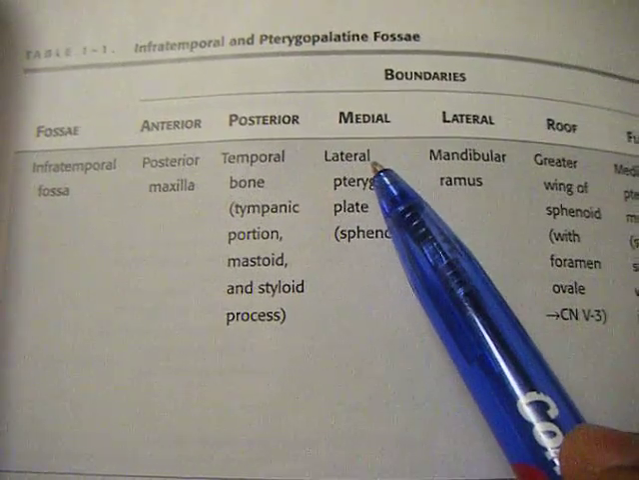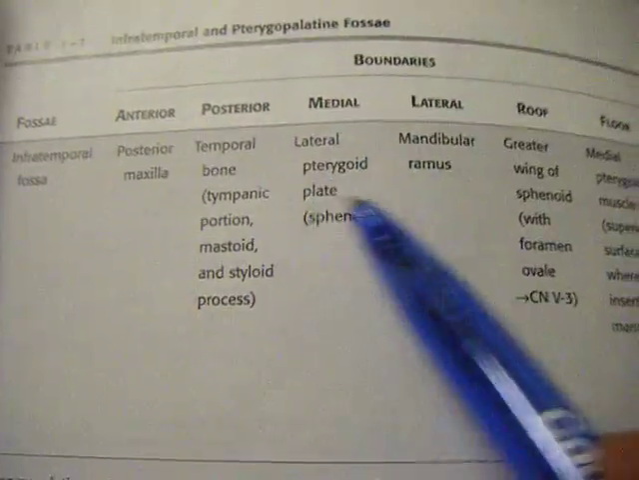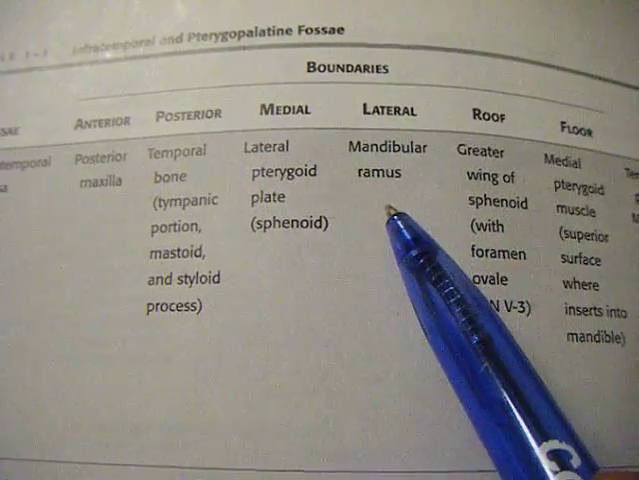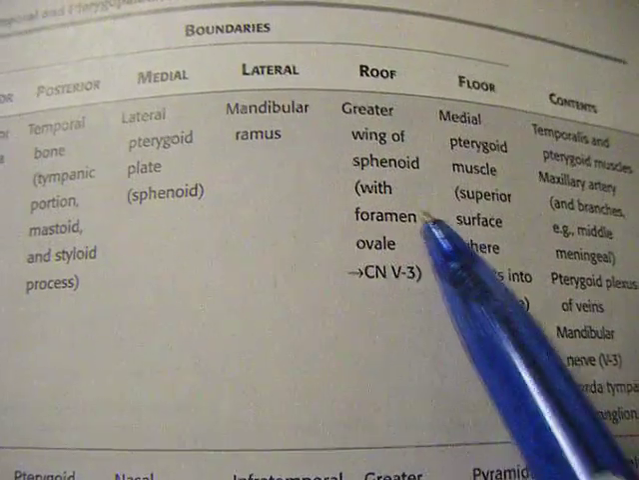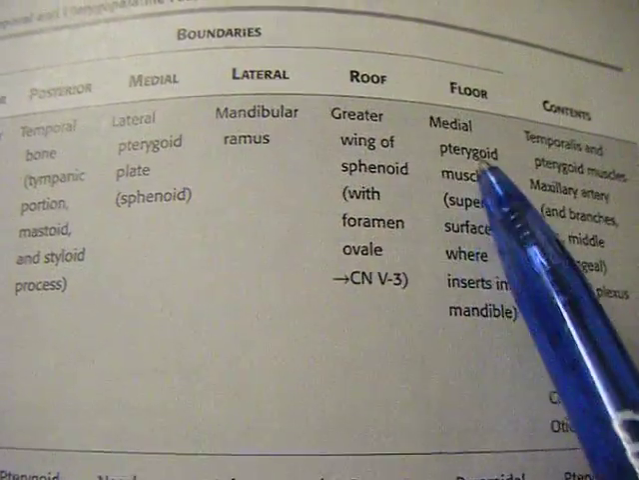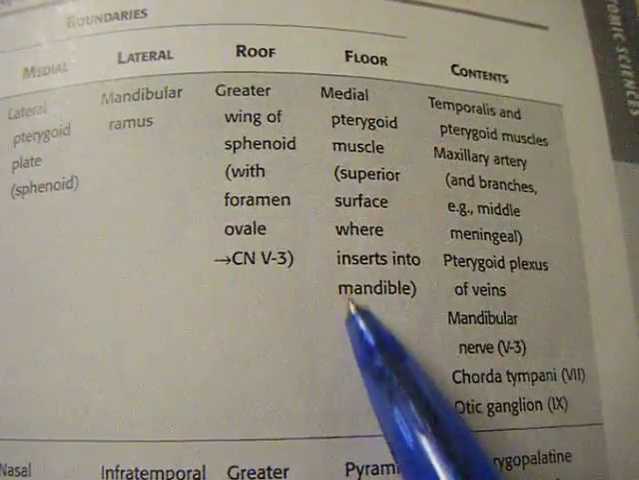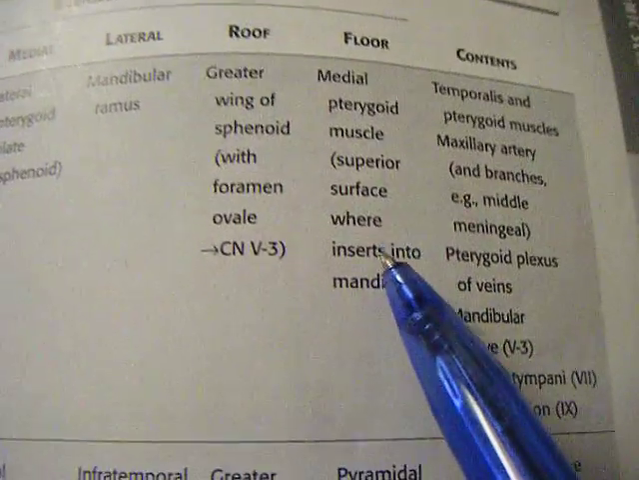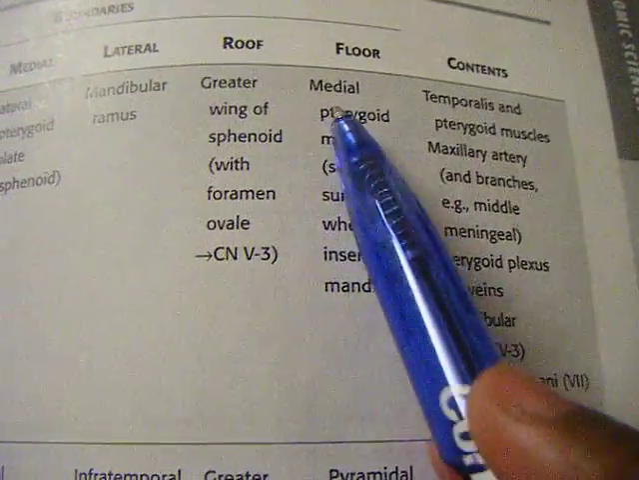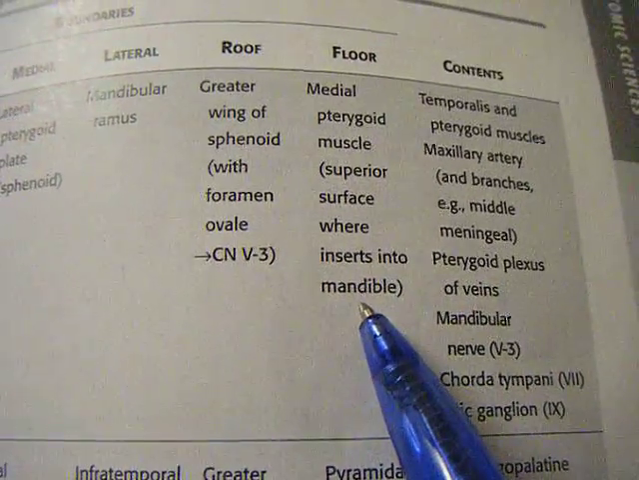Medially, by the lateral pterygoid plate, which is a part of the sphenoid bone. Lateral boundary is formed by the mandibular ramus. The roof is formed by the greater wing of sphenoid with the foramen ovale in it. The floor of the infratemporal fossa is formed by the medial pterygoid muscle. The superior surface of the medial pterygoid inserts into the mandible.